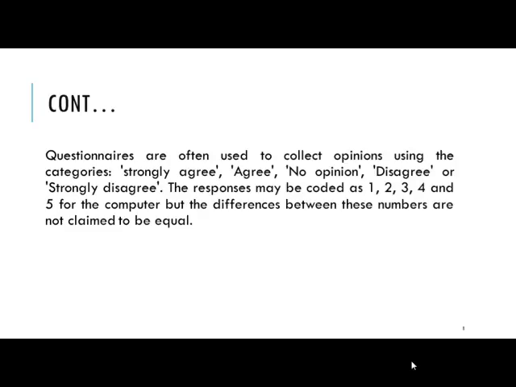The most important categories. Usually, dear students, questionnaires are often used to collect opinions using the categories strongly agree, agree, no opinion, disagree, or strongly disagree. The responses may be coded as 1, 2, 3, 4 and 5. 1 represents strongly agree, 2 represents agree, 3 represents no opinion, 4 represents disagree, and 5 represents strongly disagree. This is for the computer, but the differences between these numbers are not claimed to be equal.